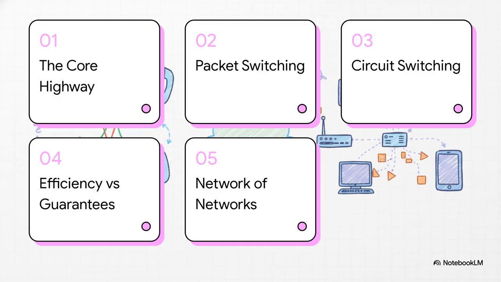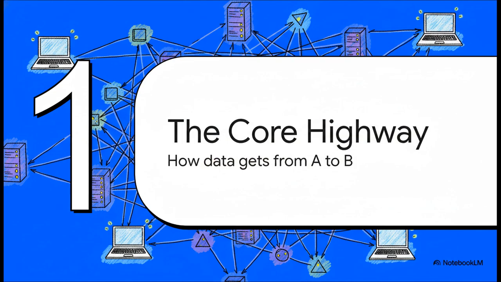So, here's our game plan. We'll kick things off with the core highway of the internet. Then we'll get into the big debate, packet switching versus circuit switching. We'll look at the trade-offs and then see how this one decision basically built the internet we use today. Okay, let's just dive right in.